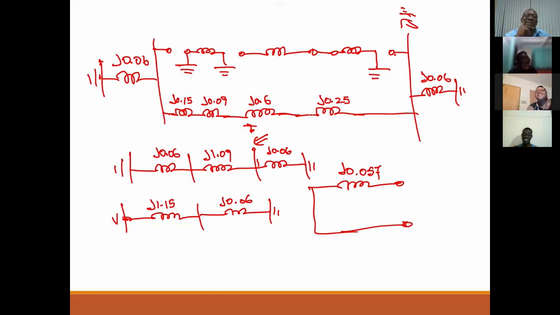No, it's nothing difficult. It's just that it's J0.09. So what is that representing in the first circuit? The 0.09? Yes, sir. Yeah, that is 3Zn. Oh, okay, thank you. All right, so we are now asked for the current due to the line to line fault.